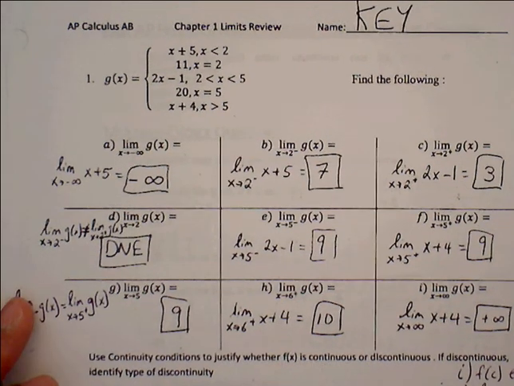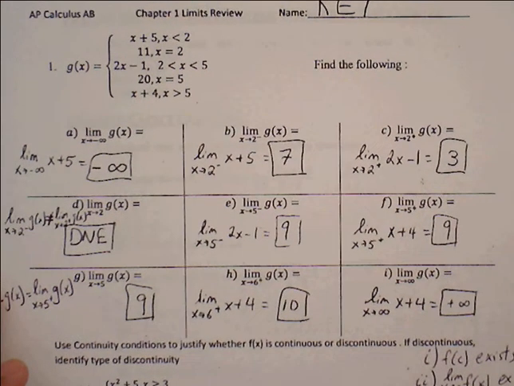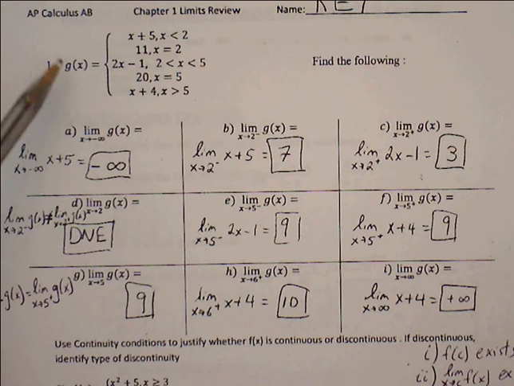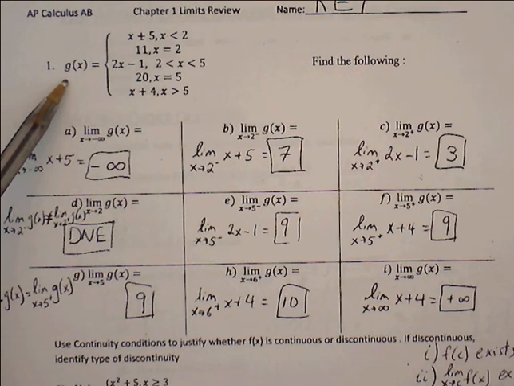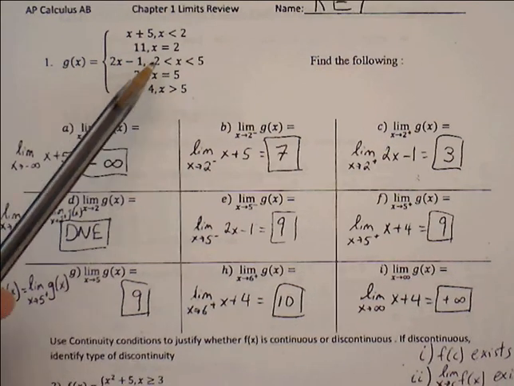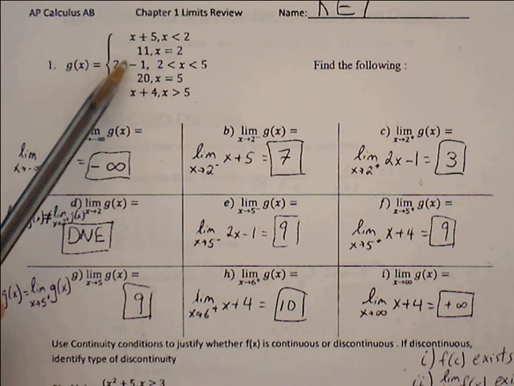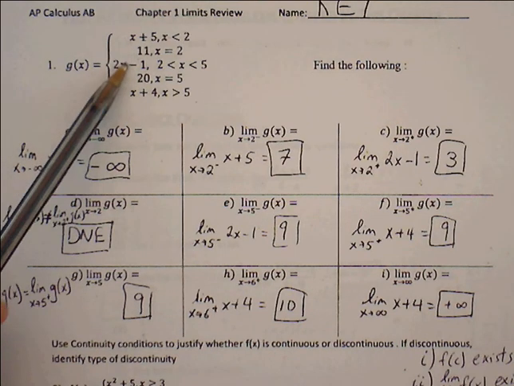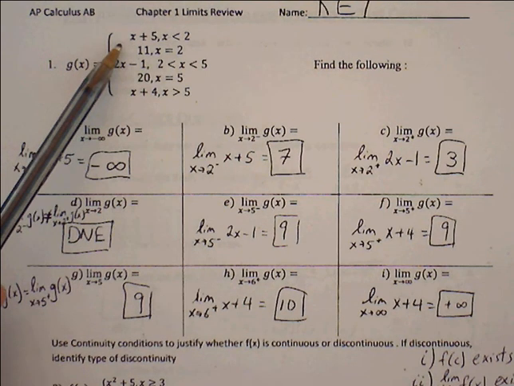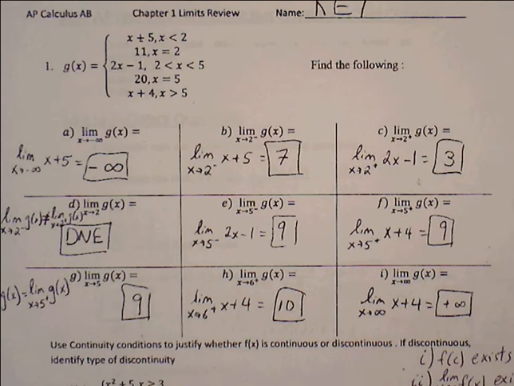Let's look at Chapter 1, Limits Review Worksheet. So number 1, we're given piecewise functions. This g of x is a combination of line segments, points on the graph, segments, rays. So all these separate parts make up g of x. So we're going to be answering these parts using this piecewise function.